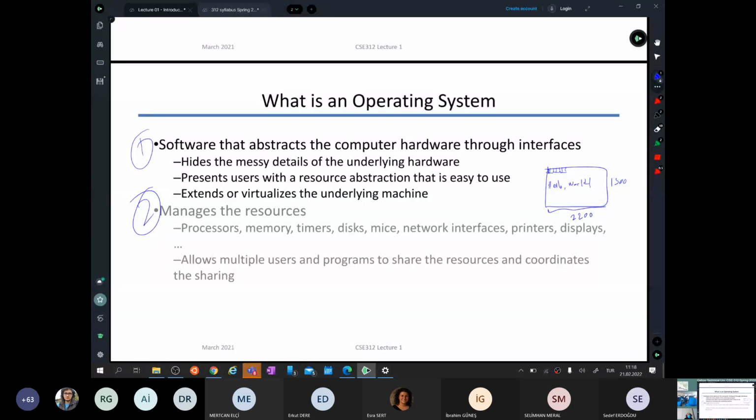Also, it does something else too. It extends or virtualizes the underlying machine. Can anybody tell me what this means? It extends or virtualizes the underlying machine. What is the extension of the underlying machine that the operating system does?